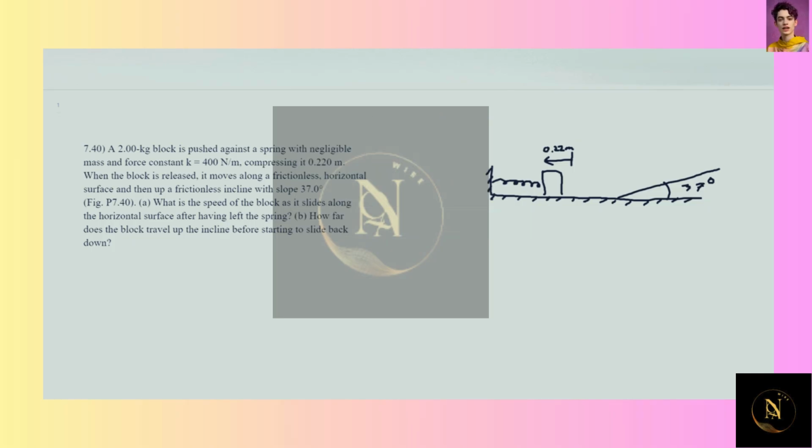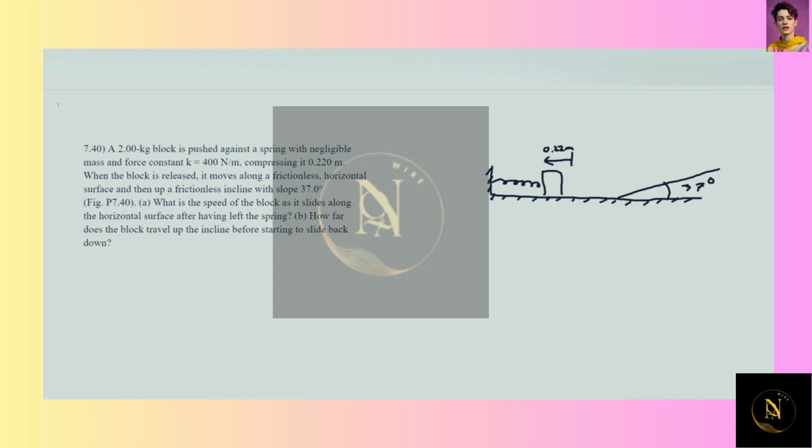Problem 740. A 2 kilogram block is pushed against a spring with negligible mass and force constant k equals 400 newtons per meter, and it compresses 0.22 meters. When the block is released, it moves along a frictionless horizontal surface and then up a frictionless incline with a slope of 37 degrees. That's not really to the best scale. What is the speed of the block as it slides along the horizontal surface after having left the spring?